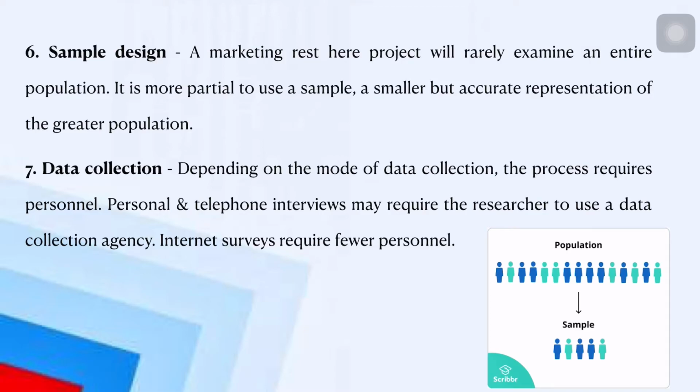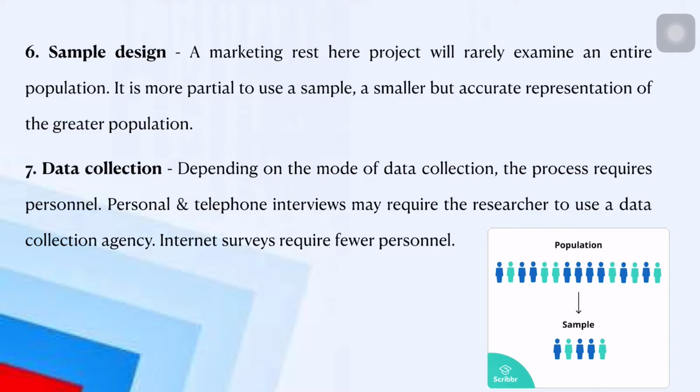Sixth one, we have something called sample design. So a marketing research project will rarely examine the entire population, right? So what does it do? It collects a sample. It is more practical to use a sample, a smaller one, but it must be an accurate representation of the greater population. I want you to look at the picture that is on the screen. You see on the first line, that is the population, you have so many people, right? Let's say it is representing men and women, right? But when you're going to the down part, that is the sample, right? You have representatives, okay?